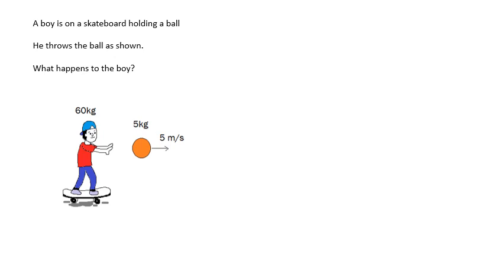Now, I said for a collision, but for any event, look at this boy with a ball. And now he stood on a skateboard and he throws the ball. What happens to the boy? Well, what will happen is that the boy will move in the opposite direction. Now, why? Because the total momentum to start with is 0. And so if the ball gains momentum that way, then the boy must gain the same amount of momentum that way. The total momentum is 0.